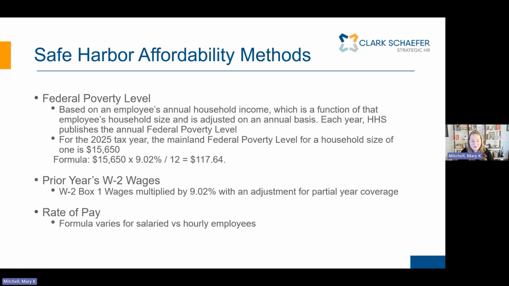There are also calculations that you can use for prior year's W-2 wages, where we take that box one wage amount from the previous year, multiply that by 9.02% with the adjustment for 12 months or 6 months or however long they were actually with the organization at that time. And that will tell you your monthly cost there for affordability rates. The most common one used is typically rate of pay when we talk about safe harbor affordability methods. And this formula varies for salaried versus hourly employees, but we're really looking at the rate of pay and how much that individual is making in order to determine their affordability status.